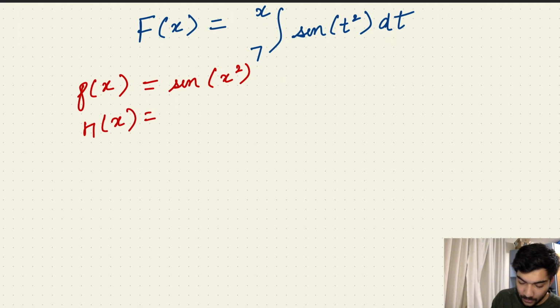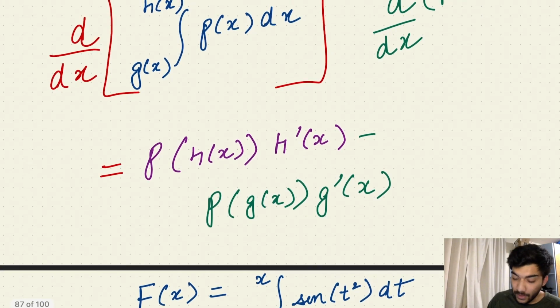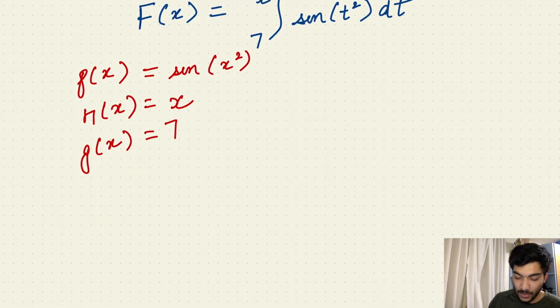Now let's write h of x. Since h of x is the upper endpoint, that is x in this case. And similarly, g of x, which is our lower endpoint, is 7, right? So now we have all those functions, right? And now in order to calculate the derivative of capital F of x, we will use this expression over here. So now let's start doing that.